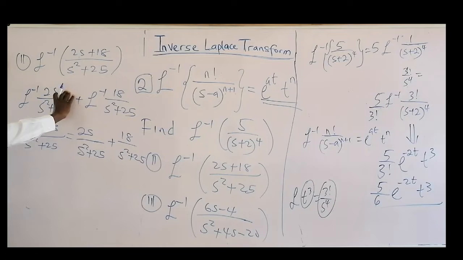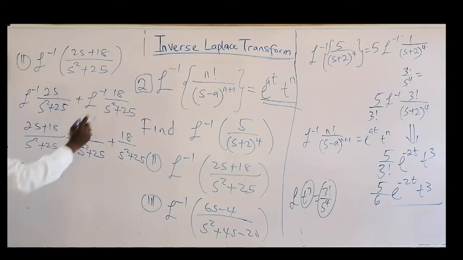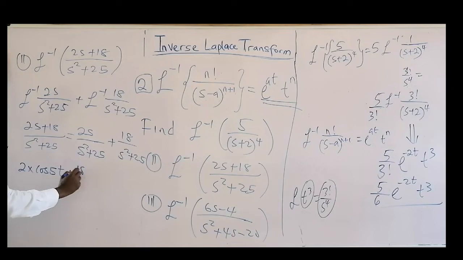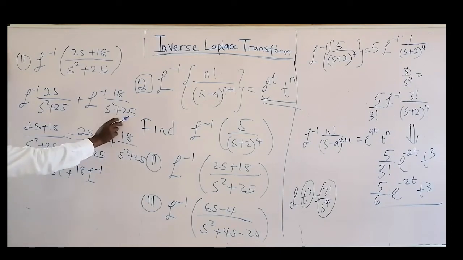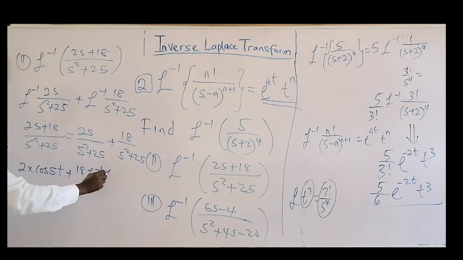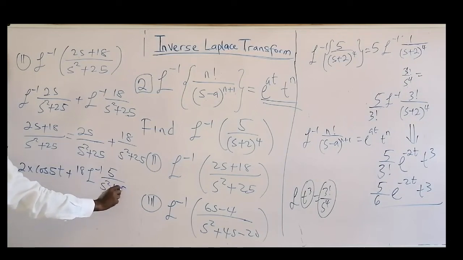So then this one will now become, these two can go outside. The two can go outside. This is 25. Then you have 2 times, this will be what? Cos 5t. And then this one, the 18 can also come outside. Then you have 18 inverse of, you have 5 here. So if you have 5 here, you have 5 squared here, then we are expecting 5 here, over x squared plus 25.